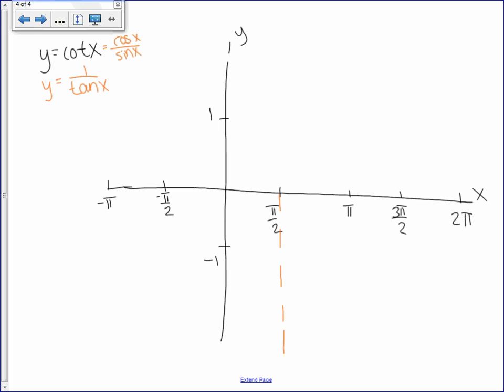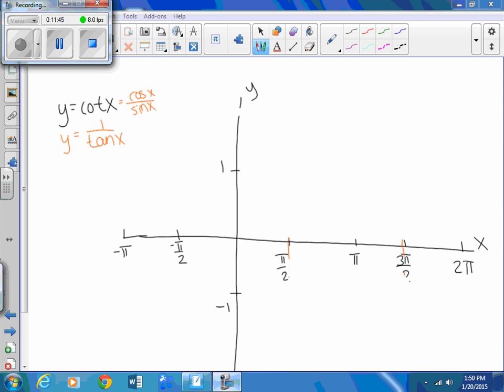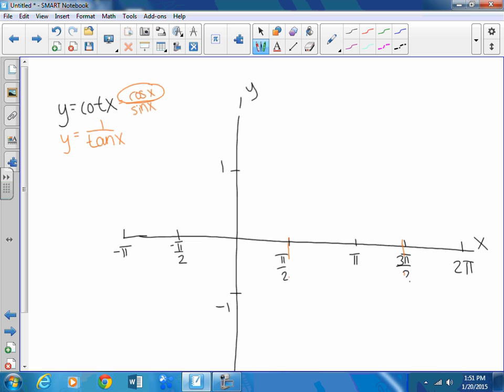So that's going to be pi over 2 and 3 pi over 2. I'm sorry, I'm putting asymptotes. Oops, my bad. Sorry about that. So, cotangent is equal to 0 anytime cosine is equal to 0. Cosine is equal to 0 at pi over 2, at 3 pi over 2, and we could be at negative pi over 2. There we go.